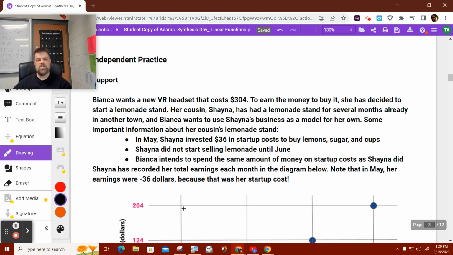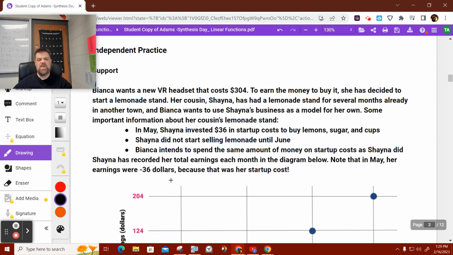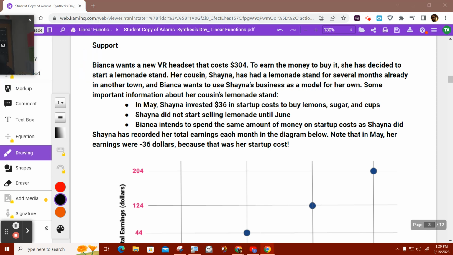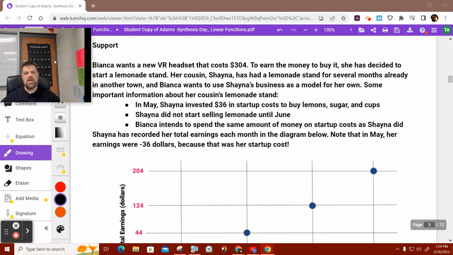Now here's where we're going to do something that's a little different. It says Bianca wants a headset that costs $304. To earn the money, she has decided to start a lemonade stand. Her cousin Shayna has had a lemonade stand for several months already in another town, and Bianca wants to use Shayna's business as a model for her own. Some important information about her cousin's lemonade stand: she invested $36 at the startup to buy lemon, sugar, cups.